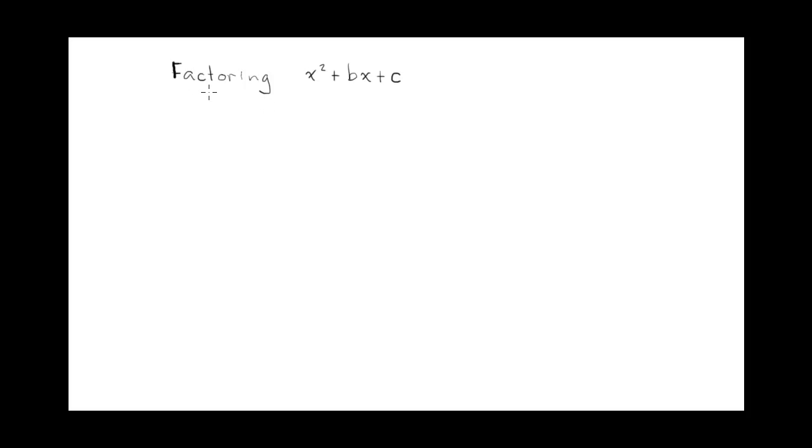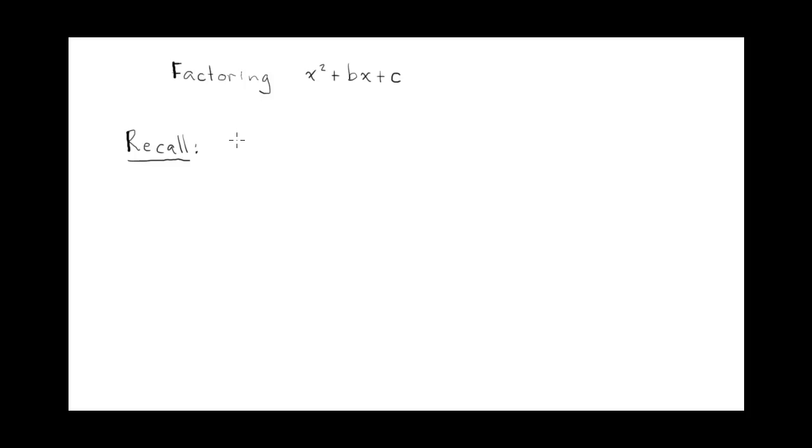Alright, now we're going to start factoring trinomials that look like this: x squared plus bx plus c. So maybe just recall, we already did what we called common factoring. And if you remember, common factoring is essentially the reverse of the distributive property.